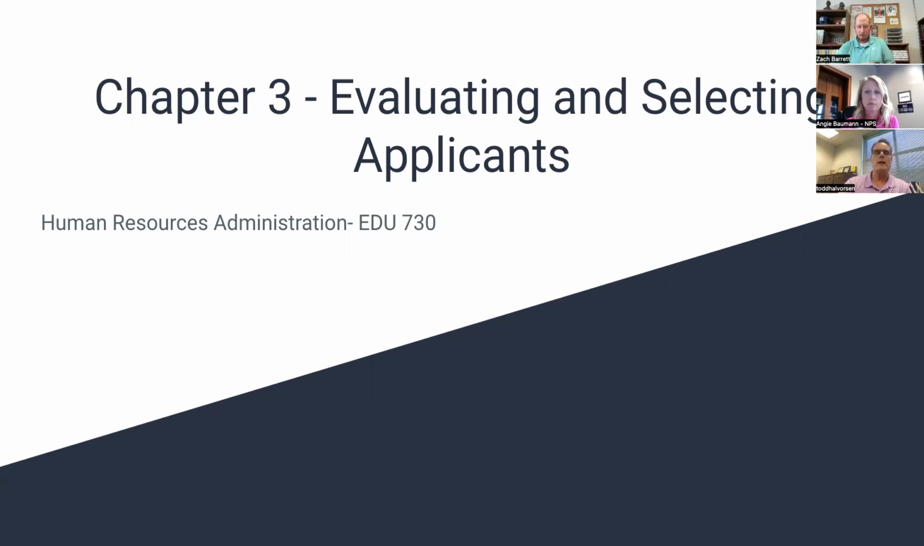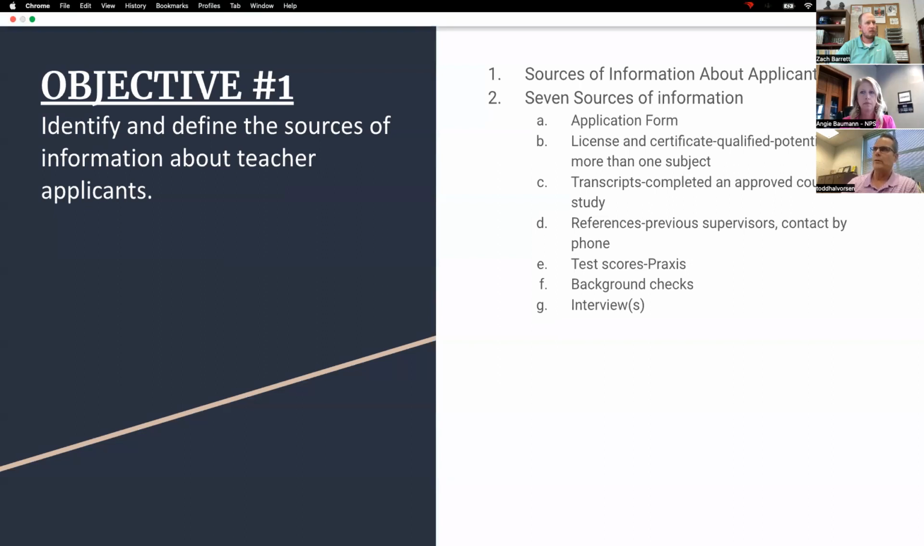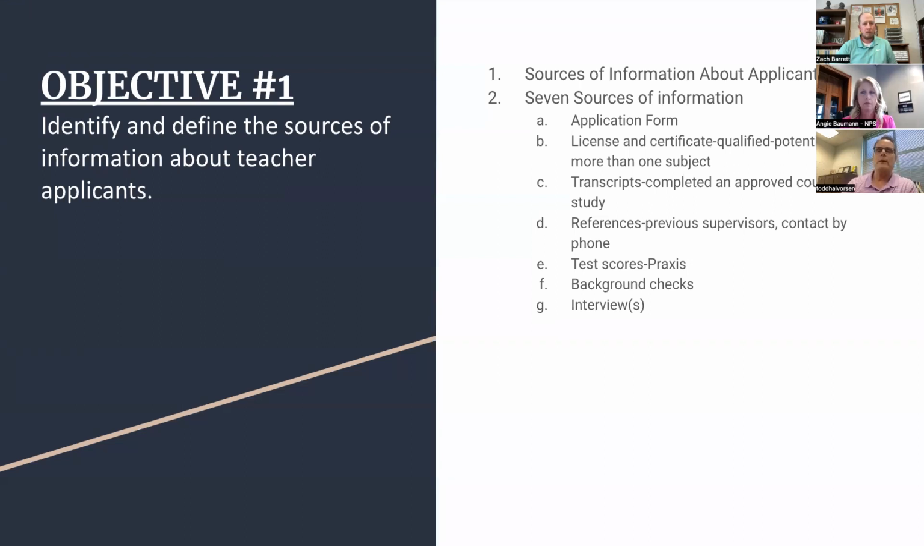And we're going to talk about our first chapter 3 objective, evaluating and selecting applicants. Obviously, all of us who've been in the business a while realize that the number one thing is finding good teachers, good personnel, people to work with our students on a daily basis.